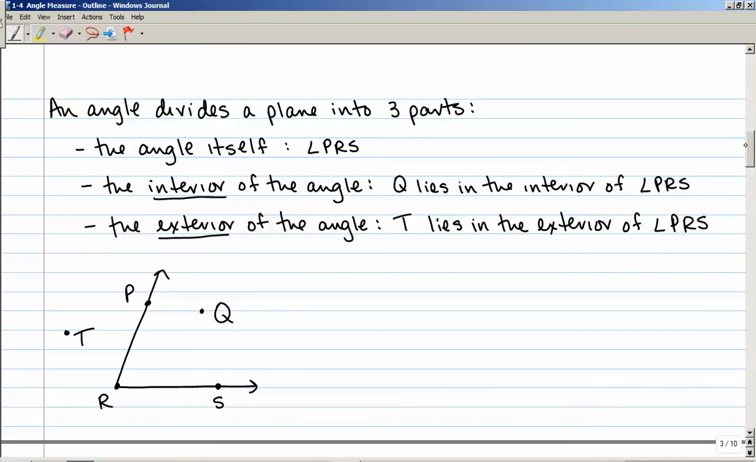An angle divides the plane into three parts. There is the angle itself, and in this diagram that would be angle PRS. There's the interior of the angle, and that would be this part right in here, and you'll notice that point Q lies in the interior of angle PRS. And then there's also the exterior of the angle. That's all of this area out here, and point T lies in the exterior of angle PRS.